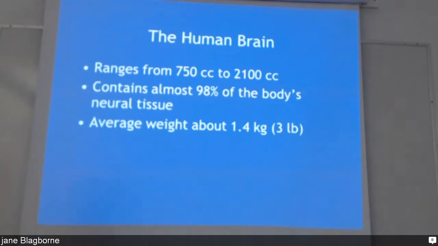Okay, so the human brain ranges from 750 cc's to 2,100 cc's, and holds 98% of the body's neural tissue. It weighs approximately 3 pounds. Some days when you've been thinking a lot, it probably weighs a lot more. Yes, I believe that.